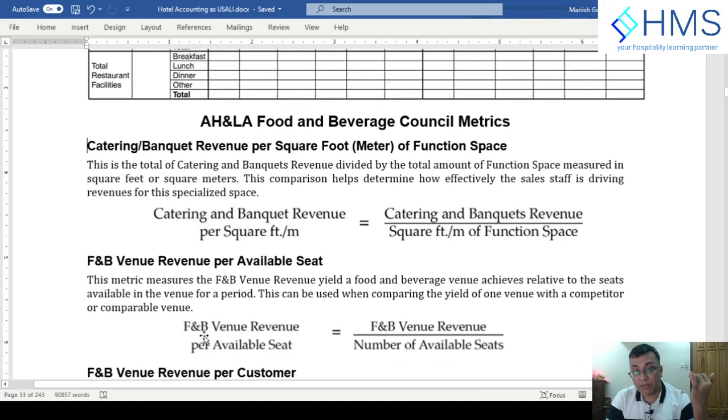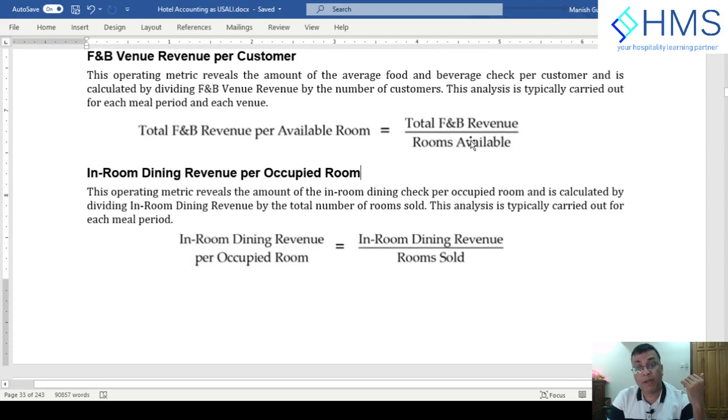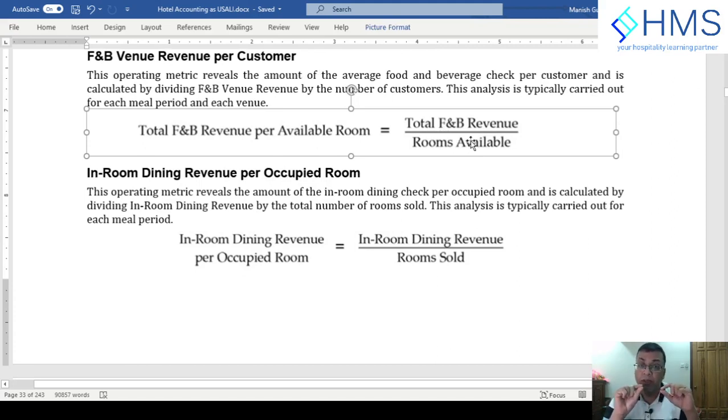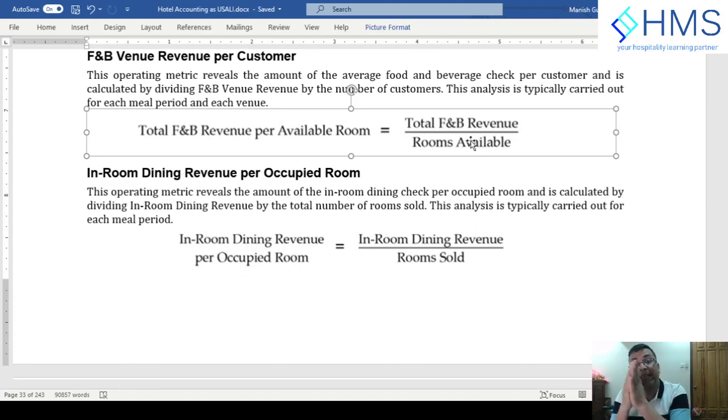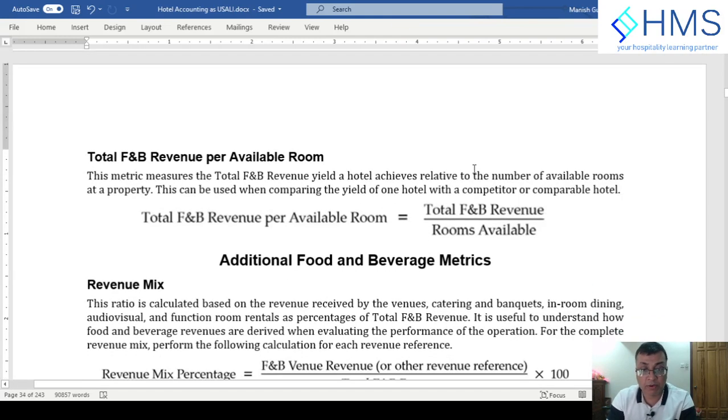Sorry, in the previous one the formula is wrong. For the per customer metric, you will not divide by rooms available, but by the number of customers. That is, how many customers we are able to serve in that particular meal period or venue, not by the room. This formula is for per available room.